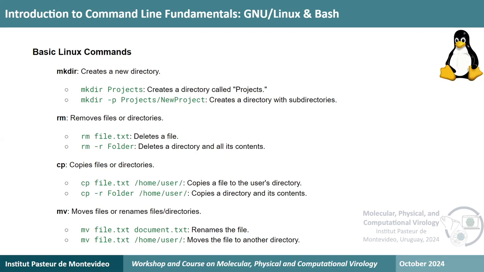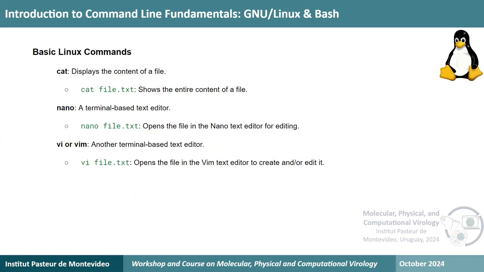Then next, let's dive into a few more essential Linux commands for viewing, editing, and working with files. These commands, cat, nano, and vi, are key tools for file management. The cat command is a quick way to view the content of a file. It displays the entire content of the file. So it's simply cat and the file you are interested in.